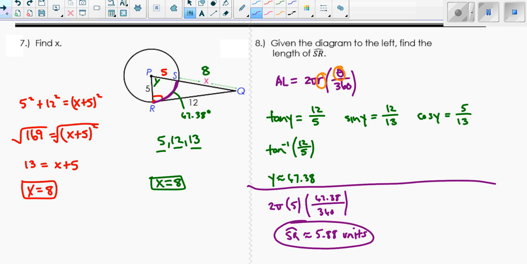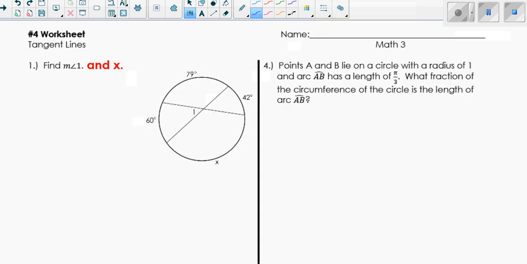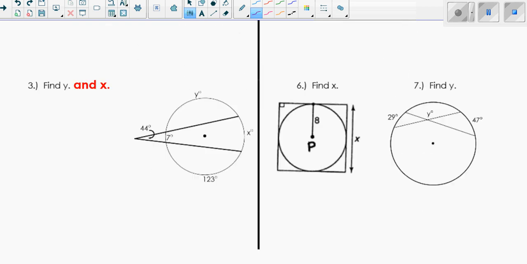Two things before you end this video, though. I just need you guys to change two things when you get your homework. In number 1 and number 3, you just need to add two things. In number 1, I want you to find the measure of angle 1 and x, so you're finding two things in that problem. And then in number 3, you're going to find y and x, so both of those things.